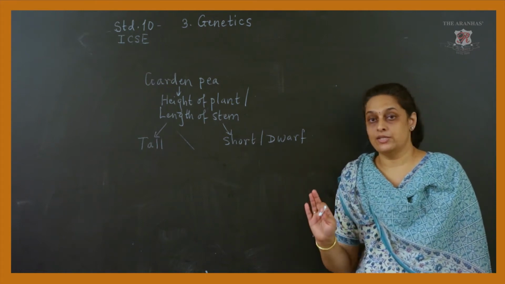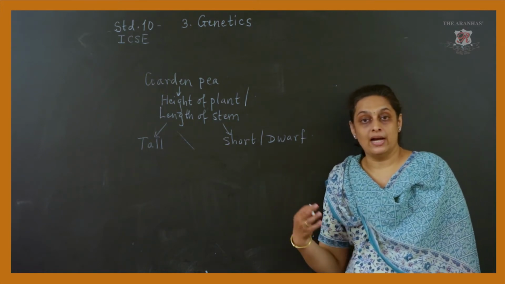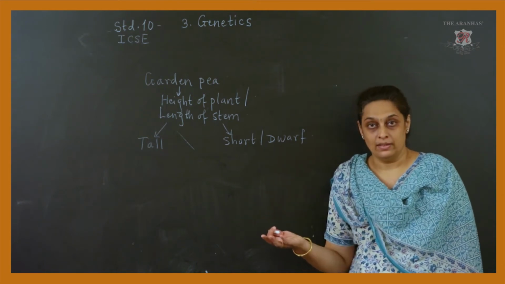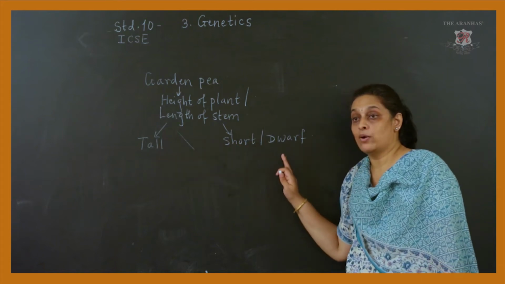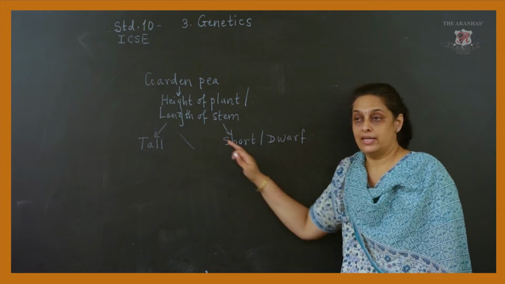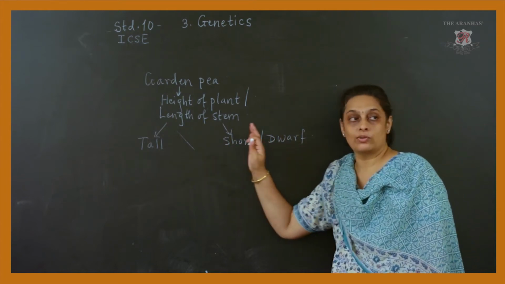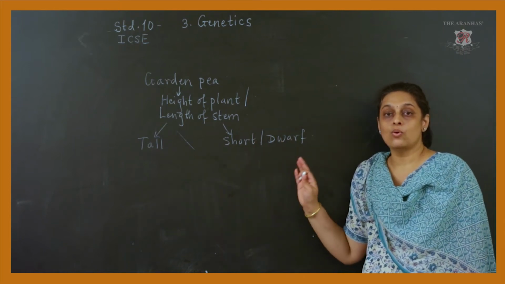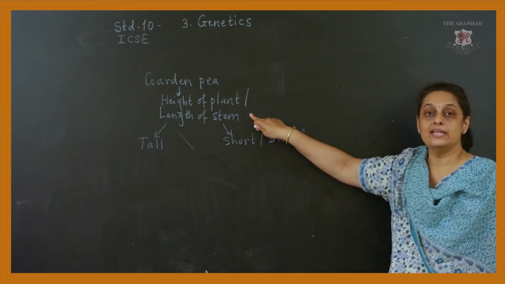Okay? Students, this you have to remember. In other organisms or in other plants, this may not be seen. Okay? So, this is what I mean by contrast. Contrast of tall is short. So, tall and short or tall and dwarf are two contrasting characters as far as height is concerned.